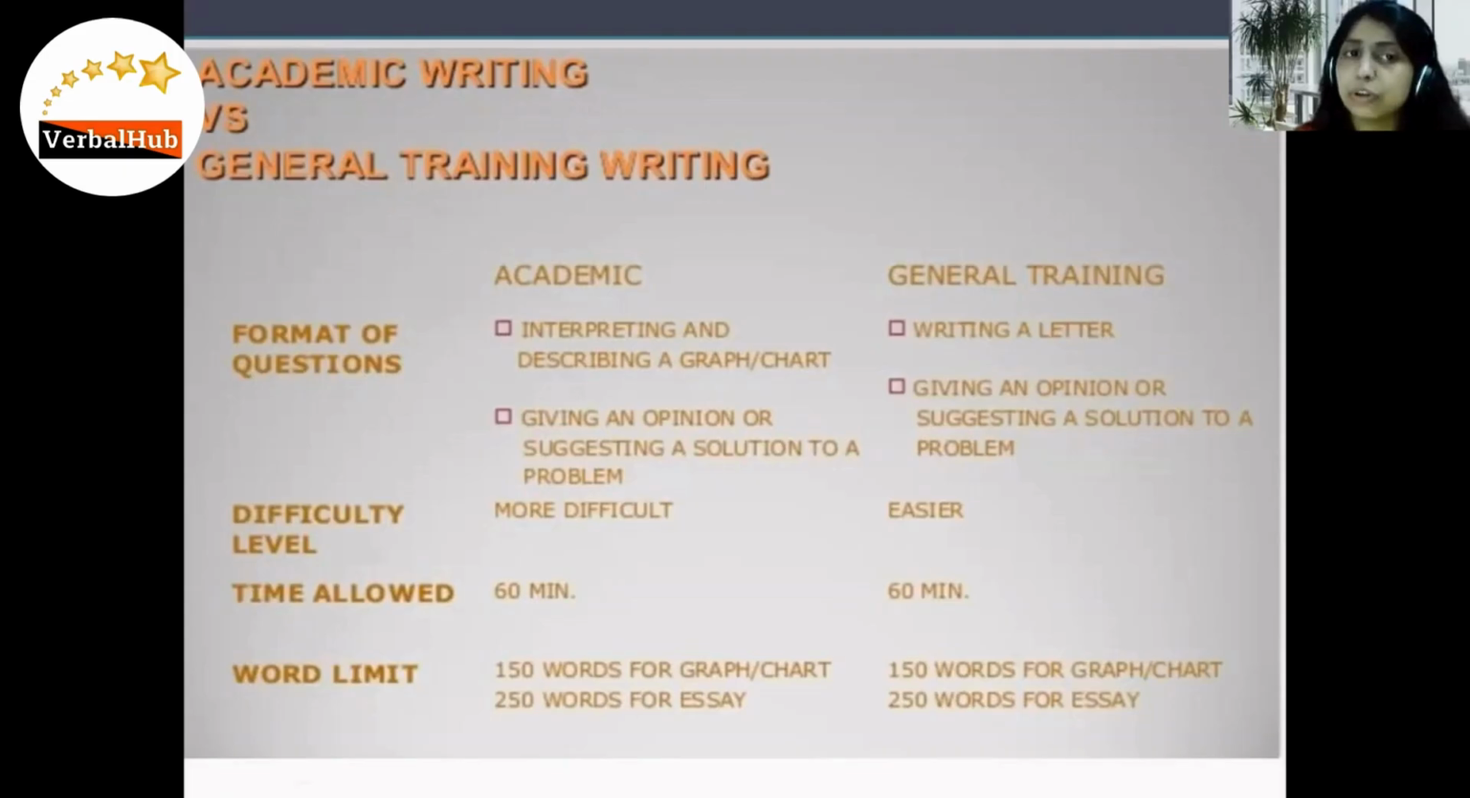60 minutes again for the whole writing task. No change in timing? Yes, the word limit for task 1 will be 150 words, and for task 1 in general, 150 words again. It means no change in the time limit and the word limits. For task 2, it should be 250 words for an essay. In task 2, we have to write an essay, and that is the same for both modules, academic as well as general. The word limit should be 250 words.